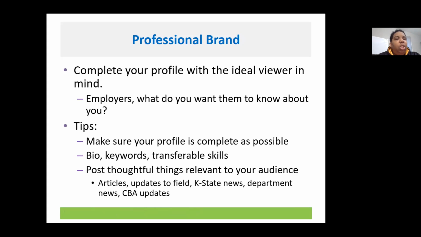Some tips: make sure your profile is as complete as possible. Make sure you have those transferable skills in the descriptions for your existing positions. You want to write a bio that tells a little bit about you, what you're looking for, and skills you can provide. You can utilize some keywords.